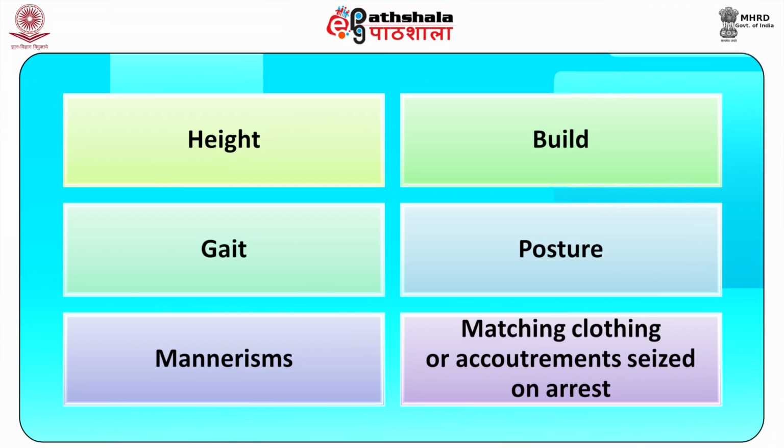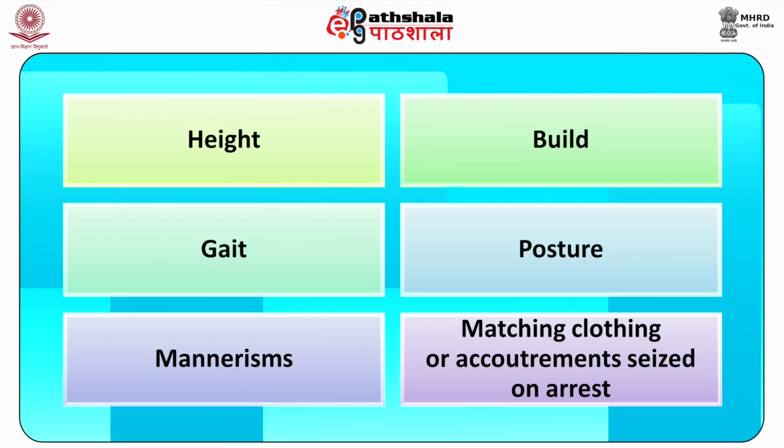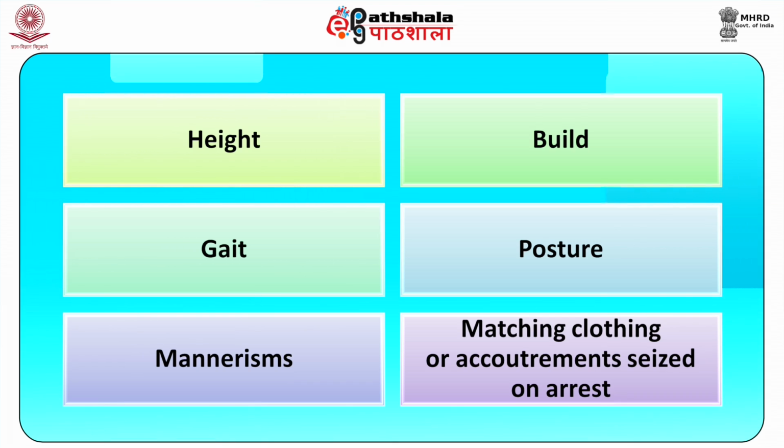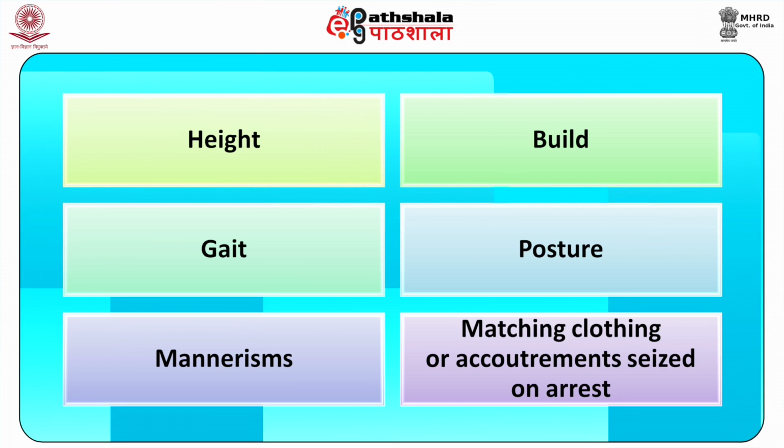As has been already told by me, the facial features are not the only factors that can help determine the identification. There may be many other factors including the comparison of height, build, gait, posture and mannerisms, as well as matching clothing or accoutrements seized on arrest with the articles worn or used by the offender. Only when all these factors are noted and taken into account should any conclusion be drawn or reached.